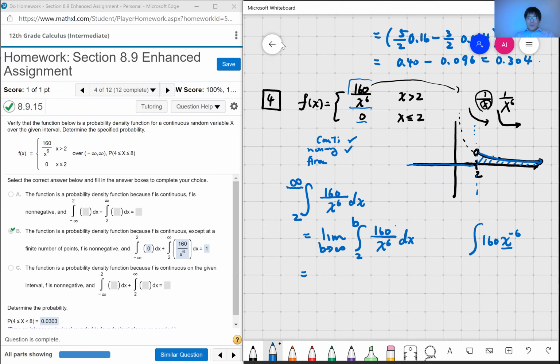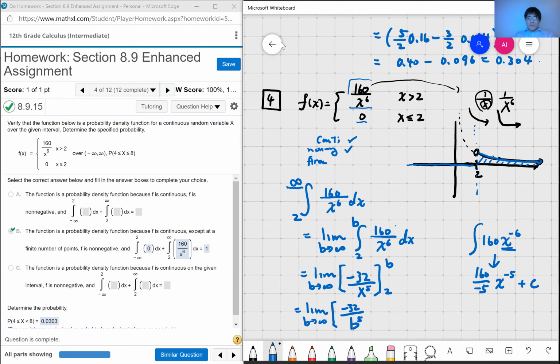So when you integrate the power function, you raise the power by 1, but you have to divide by that number. Okay? So this is going to become negative 32 over x to the power of 5. And you plug in 2 and b. When you plug in b, it's going to be minus 32 over b to the power of 5. Minus, when you plug in 2, it's going to be negative 32 over 32.